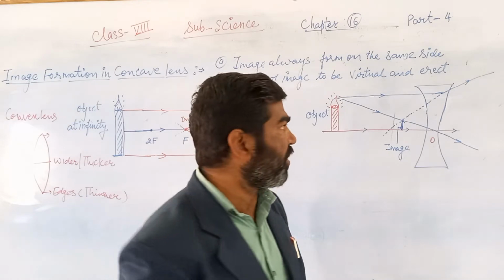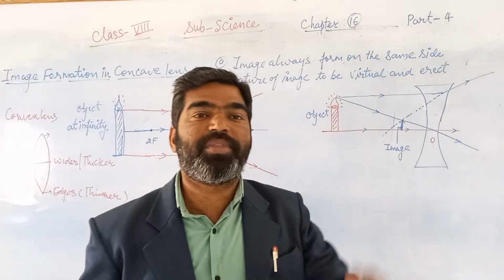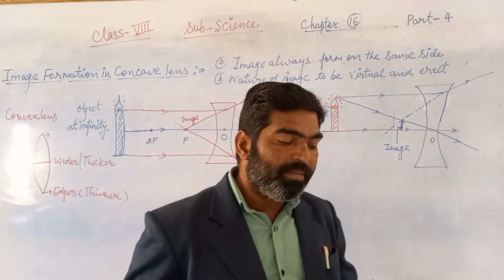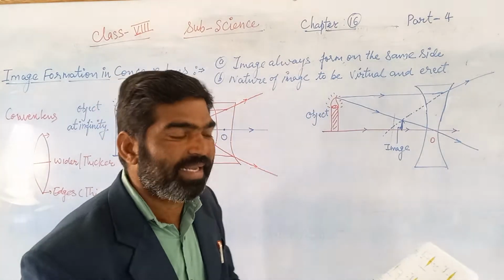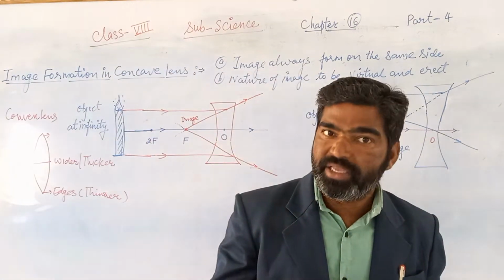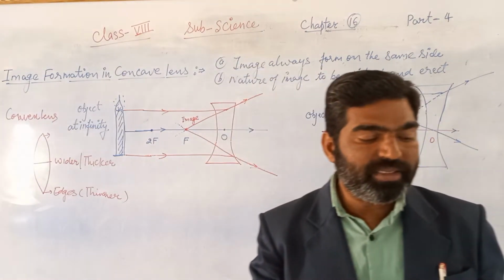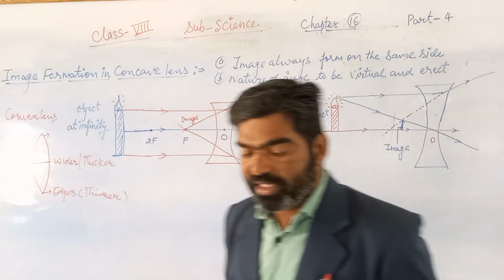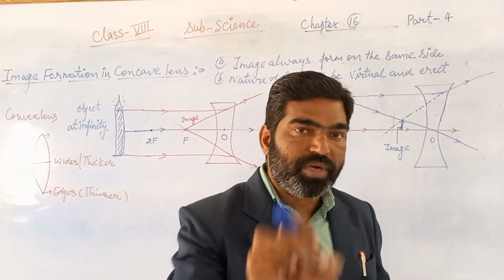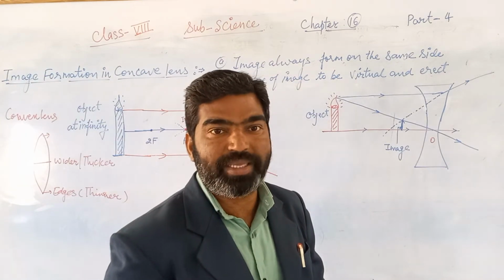Next, the fourth point: the concave lens always forms a diminished image, meaning a small-sized image. But the convex lens can form a diminished, same size, or enlarged image. So these are the differences between the concave lens and the convex lens. Everybody, note down these differences in your notebook because they are important from the point of view of examinations.